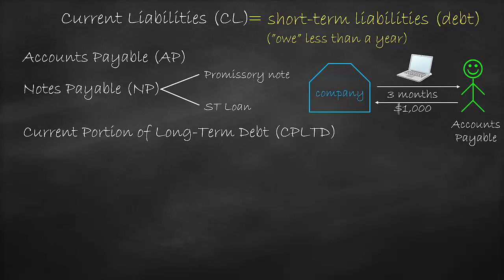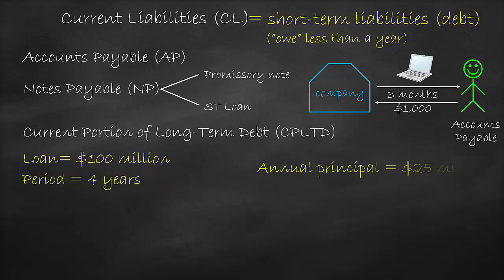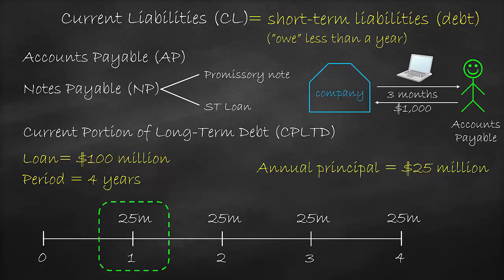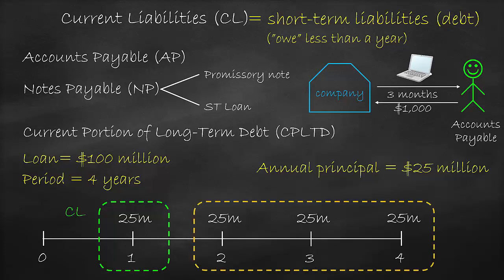For example, a company gets a loan of $100 million over 4 years, and the company agreed to pay an annual principal of $25 million. So, at the end of every year, the company will pay $25 million for 4 years. Since the first $25 million is paid within a year, this amount is classified under current liabilities as a current portion of long-term debt, while the rest of the loan, the $75 million, is classified under long-term liabilities as a long-term loan.